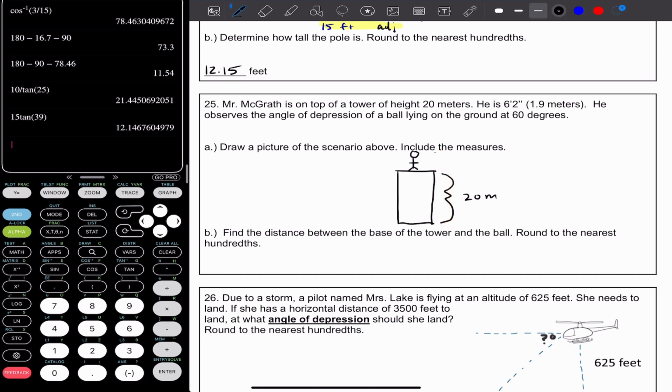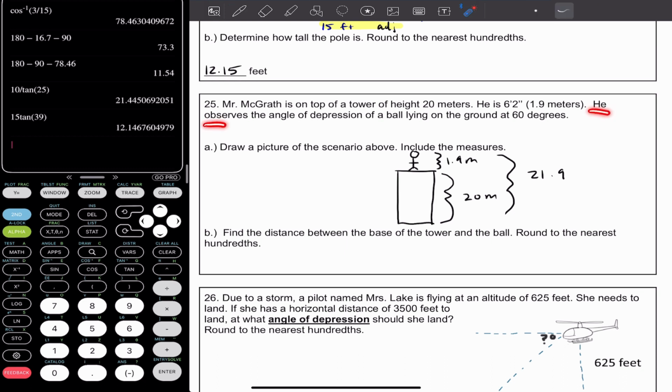So I'm going to go ahead and include his measurement. So it's 1.9 meters. So luckily this here is converted into meters. That's great. So I have 20 meters and Mr. McGrath. So that means I can go ahead and add those two measurements there. So I have 20 plus 1.9, which is 21.9 there.